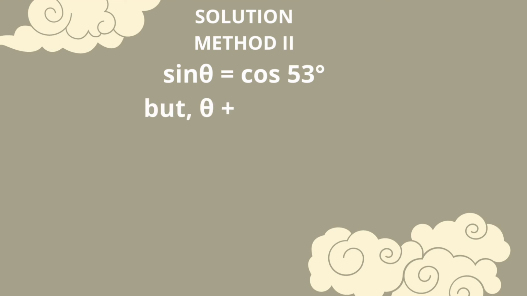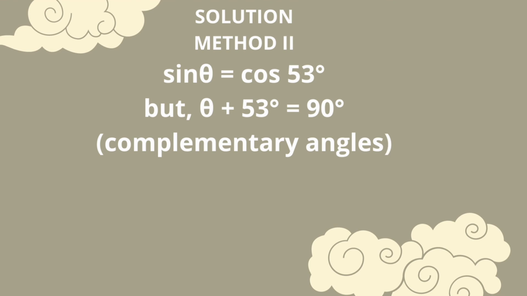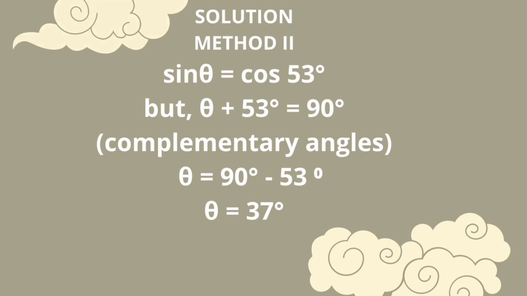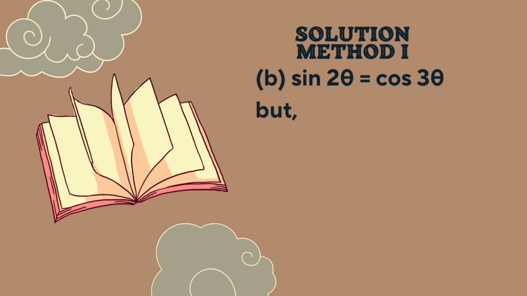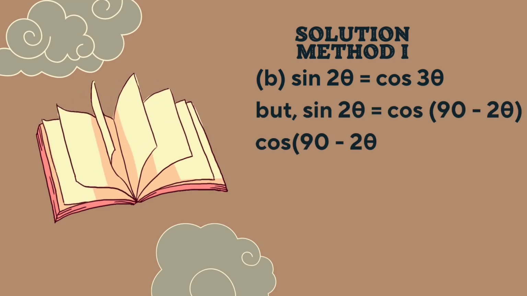Let's look at the second method which you can use to solve this problem. Just add up the two angles, which is theta and 53 degrees, and equate it to 90 degrees because they are complementary angles. They add up to make 90 degrees. When you do that, you are going to have theta plus 53 degrees being equal to 90 degrees. And when you make theta the subject of formula, you are going to have 37 degrees as your answer as well.